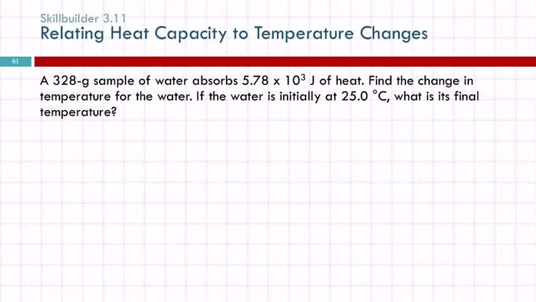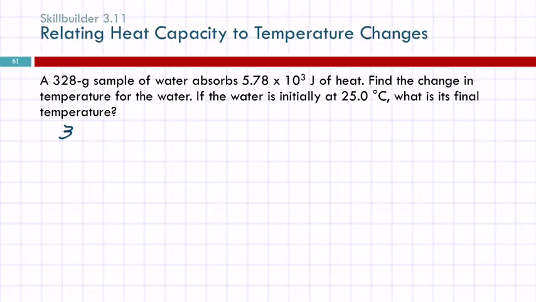Oh, this is a fun one. I understand that's a relative term. A 328-gram sample of water absorbs 5.78 times 10 to the third joules of heat. Find the change in temperature for the water. If the water is initially at 25 degrees Celsius, what is its final temperature? Read all the words, pull out the numbers.